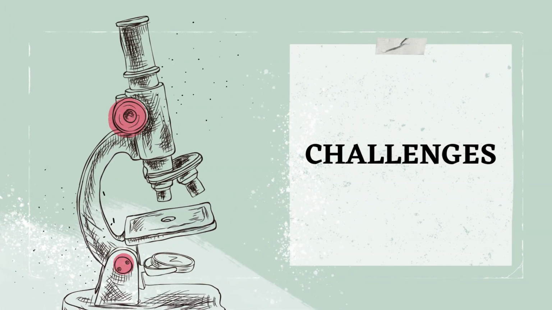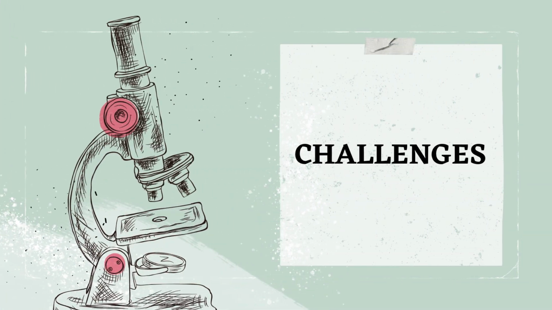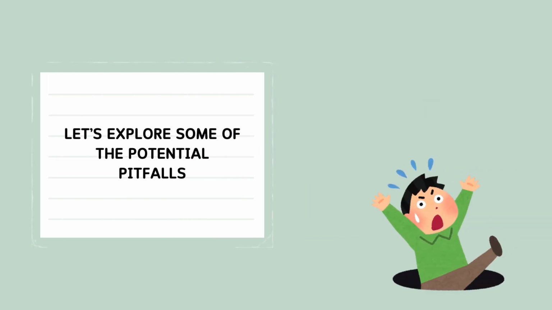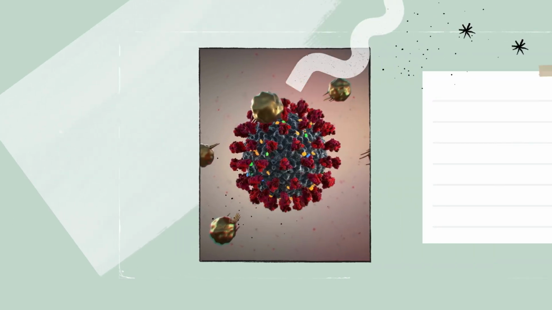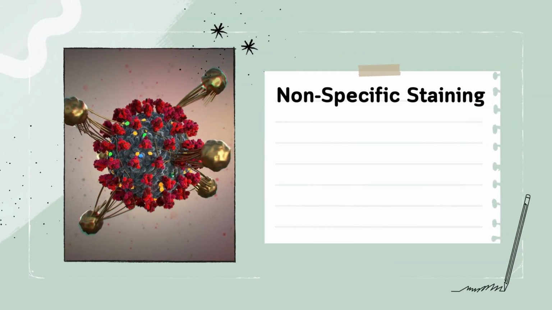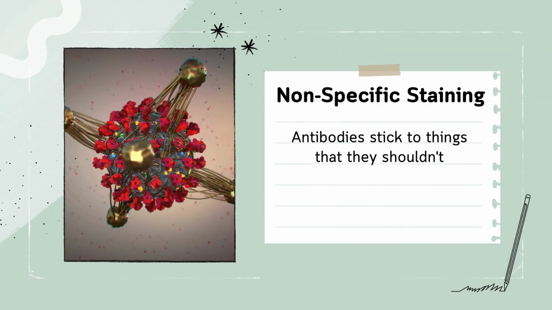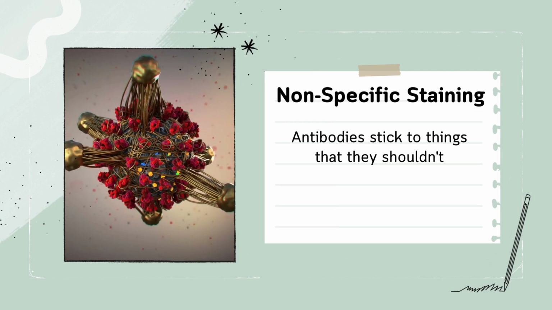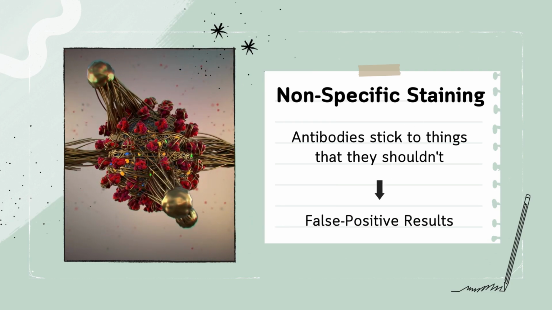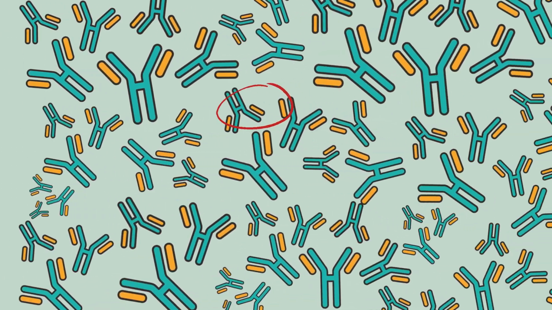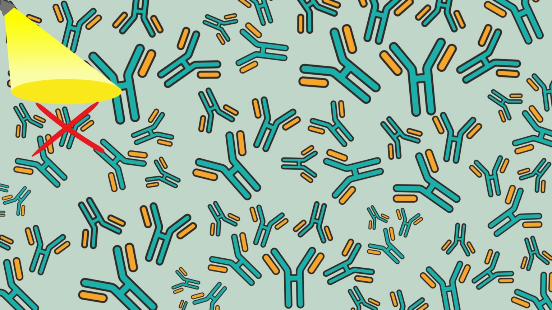While we have explored how important immunohistochemistry is, it isn't without its challenges. Let's explore some of the potential pitfalls researchers may encounter during the process. One common issue is nonspecific staining. This happens when the antibodies used in the test bind to things in the tissue that they are not supposed to. This can lead to false positive results, making it seem like something is there when it's not. Imagine trying to find a specific protein in a crowded room. Sometimes, the wrong protein gets a spotlight.